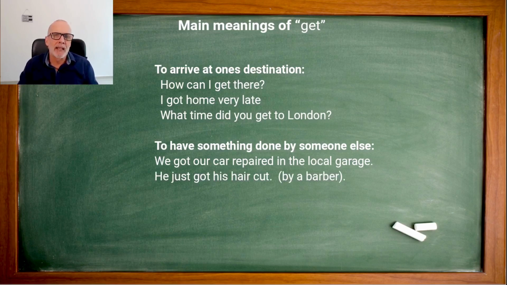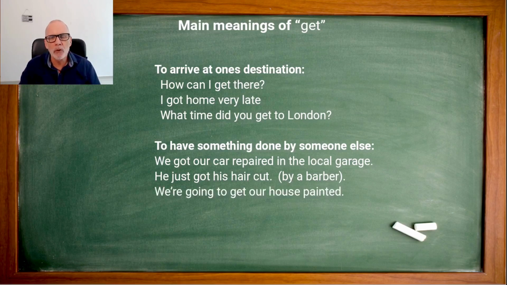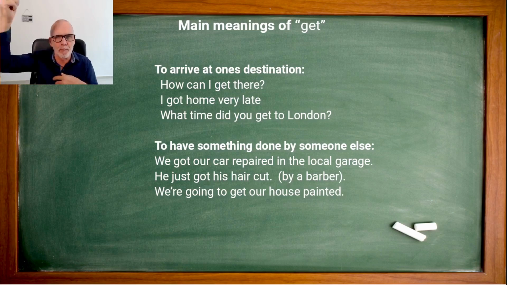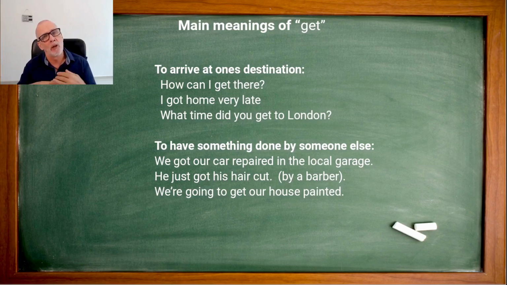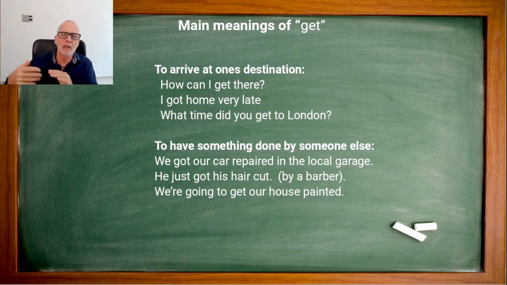He just got his hair cut. Well, it's the same as the other one. I cut my hair myself. He just got his hair cut by the barber. We're going to get our house painted. It's different if I say, I'm going to paint my house, or we're going to paint our house. Means that we personally are going to paint the house. But if I say we're going to get our house painted, it means we're going to employ somebody else, contract somebody else to paint the house for us.